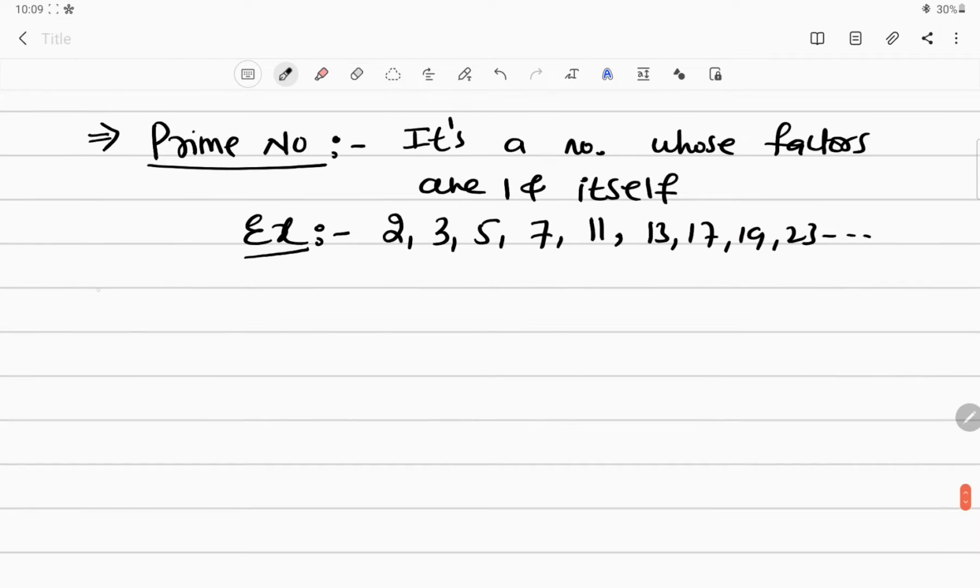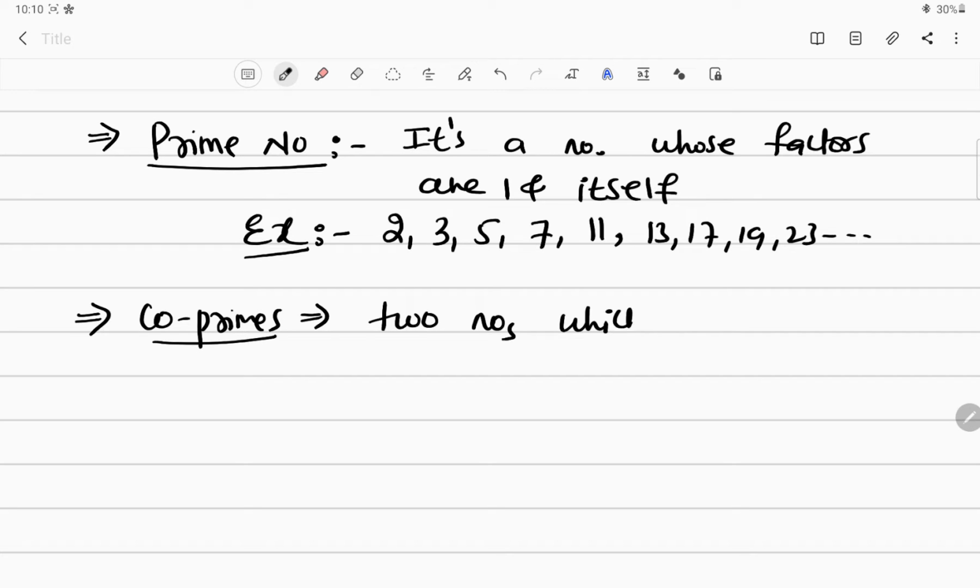Now, what is the meaning of coprimes? Coprime means these are a pair of two numbers which have the factor one only together. What is the meaning of this?